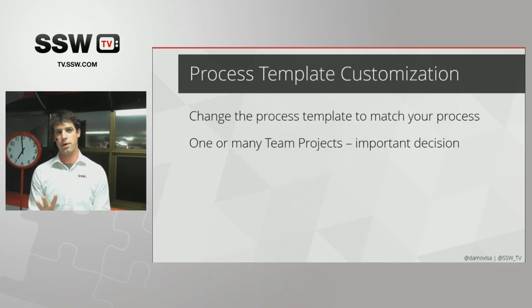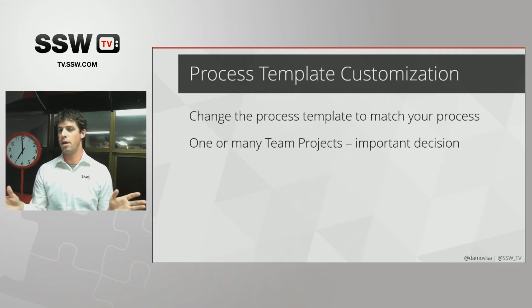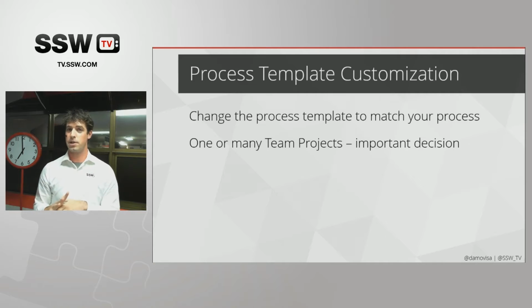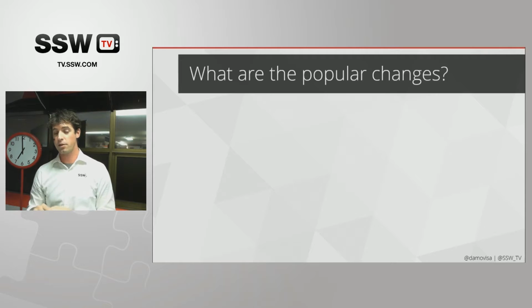So your decisions around how many team projects you should create, whether you should have one team project with everything in it or a whole lot of different team projects, that's a really important decision because it's hard to change later on. So just make sure you look that up. There's some stuff in the book about that, and there's also some stuff on the ALM Rangers website. If you have a look at that, it provides some guidance about how to go about that. Anyway, a little side note, sorry.